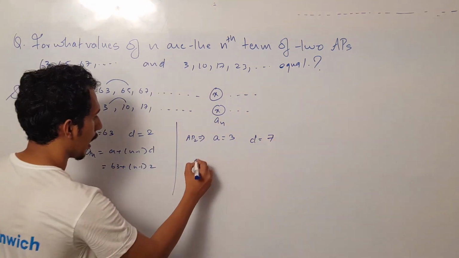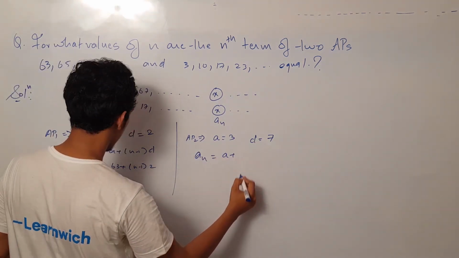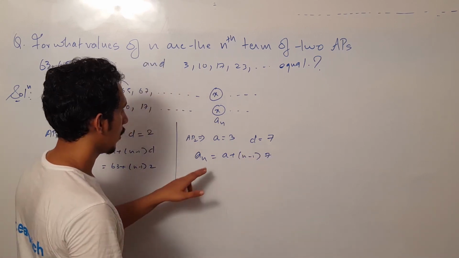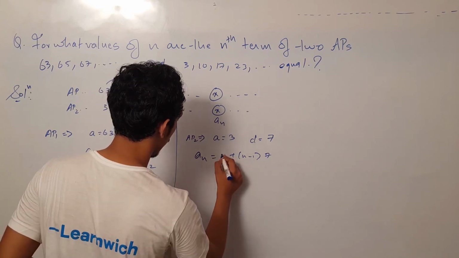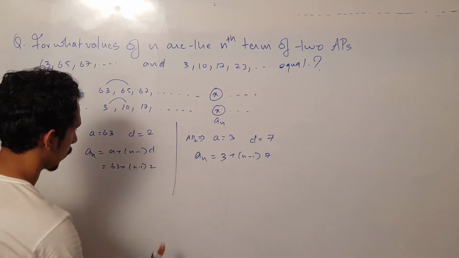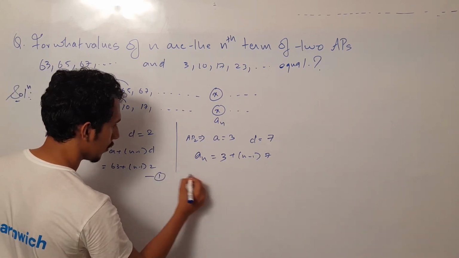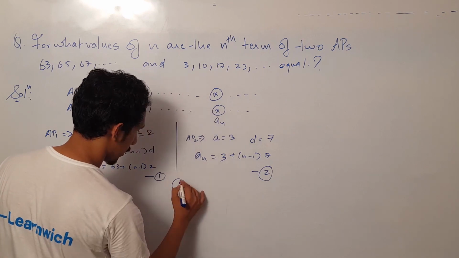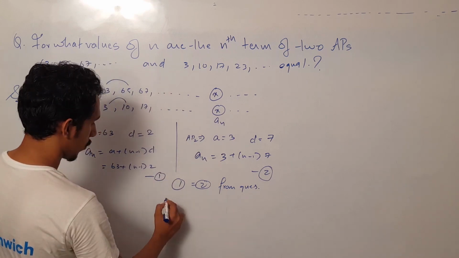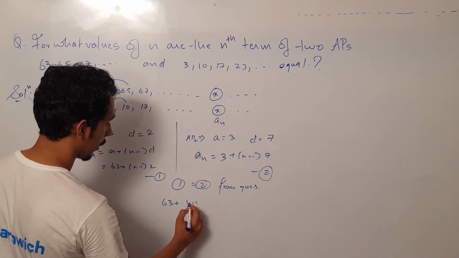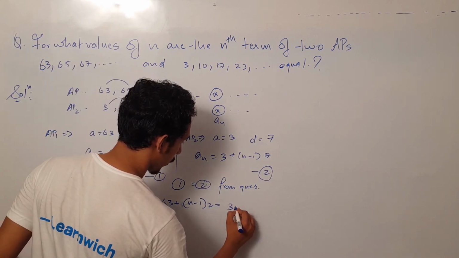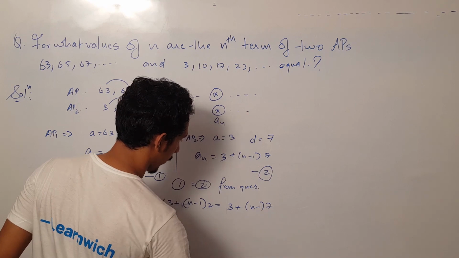What is the nth term here? An is equal to A plus n minus 1 times D. What is n minus 1? I don't know. What is D? 7. A is 3 here. According to the question, both these terms are the same. So can I equate? This is 1, this is 2. The question says 1 is equal to 2, so I can write 63 plus n minus 1 into 2 is equal to 3 plus n minus 1 into 7.